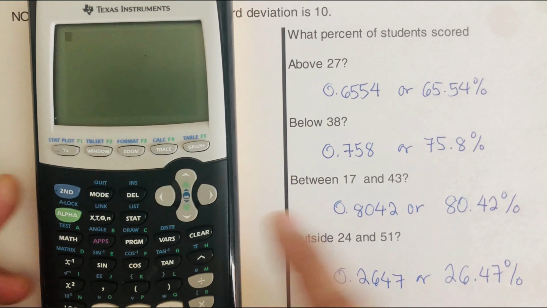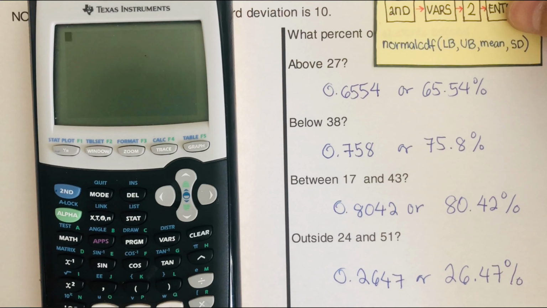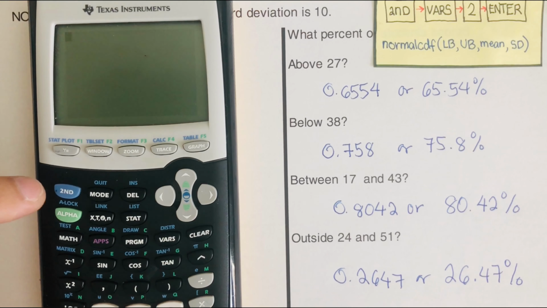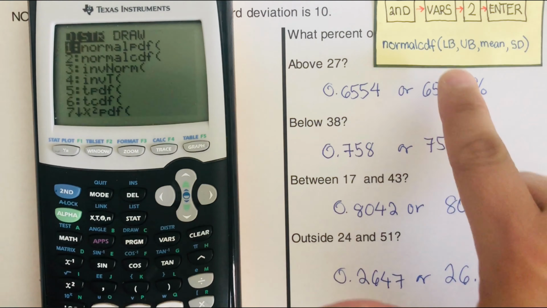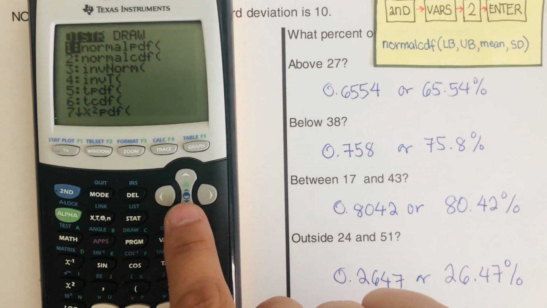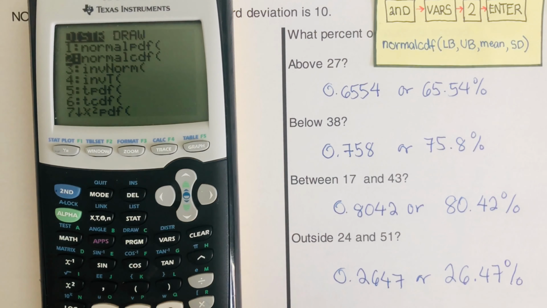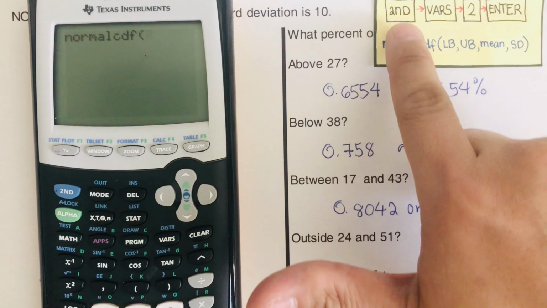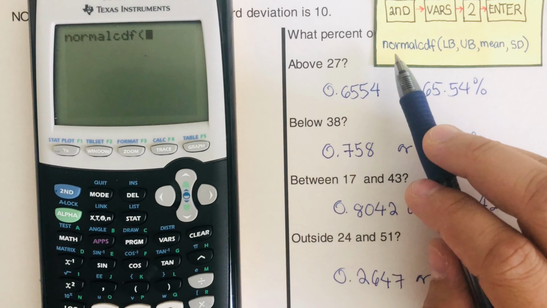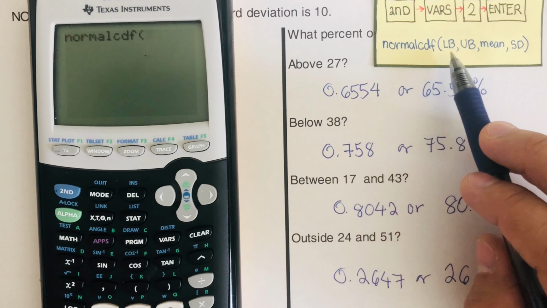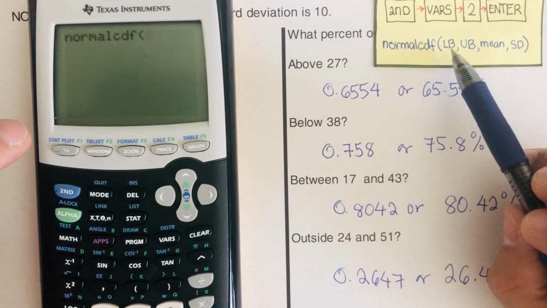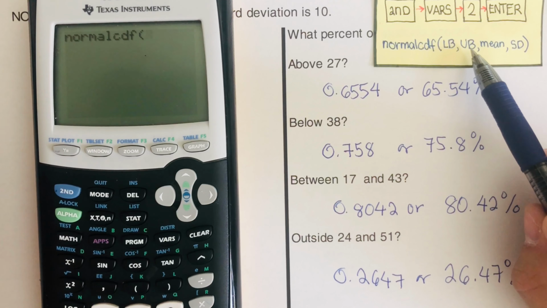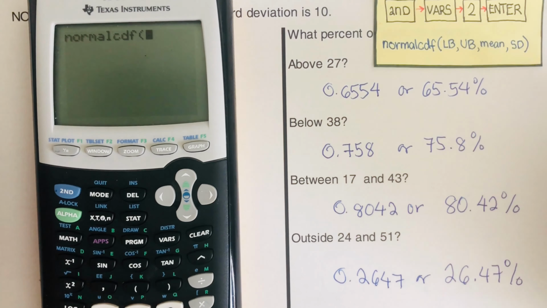So first, I'm just going to put this up here. What we are going to do is hit the second, then hit the vars, and then go down to 2. So I scroll down to 2 to get the normal CDF, and then hit enter. I just followed all this, and this is going to show up. That's normal CDF. Next, we are going to type in the LB, which stands for the lower bound, UB stands for the upper bound, the mean, and the standard deviation.